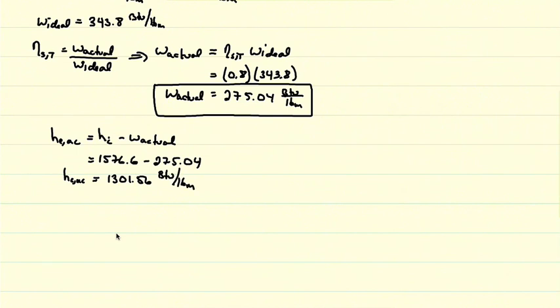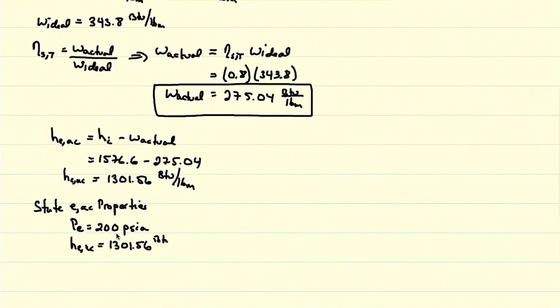So now we have two independent properties at state E actual. So our state E actual properties. Of course, the first one is still the exit pressure. This is equal to 200 psia. And the actual exit enthalpy, HE comma actual, is equal to 1301.56 BTU per pound mass. And so I can use these two pieces of information to linearly interpolate from my table what the actual exit temperature is. And what I find is that the actual exit temperature is 560 degrees Fahrenheit. And again, I got that from table A6E through interpolation.